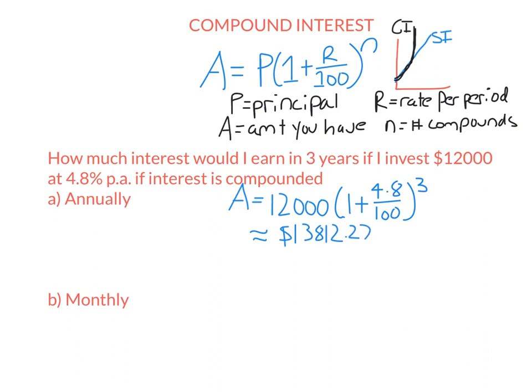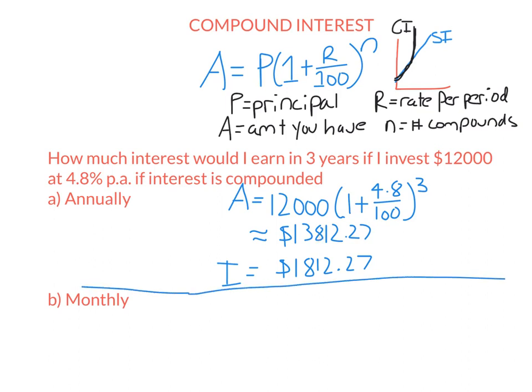So the answer I get is approximately $13,812.27. But that isn't the interest. That's the amount I have in total. So the interest is how much extra I've earned. So I started with $12,000. I finished with $13,812. So that means I've earned in interest $1,812.27. It's just this minus this. How much I end up with minus how much I started with. So that's if interest was compounded annually.